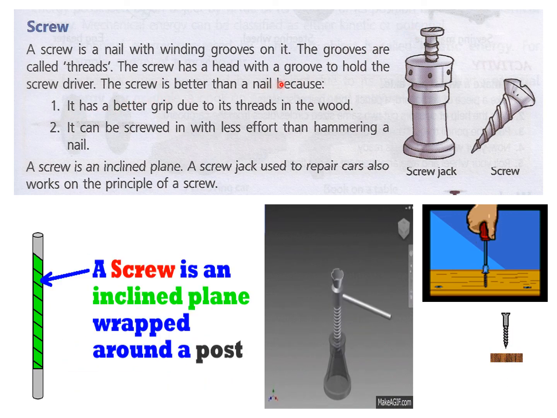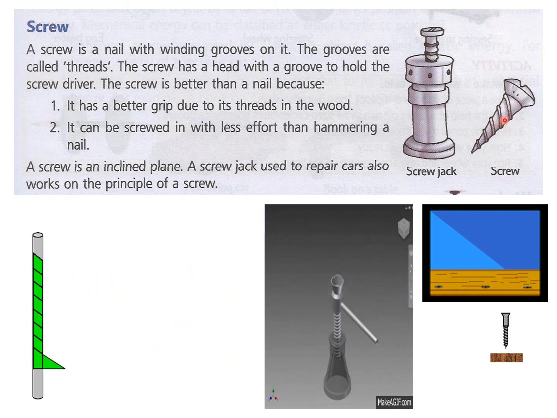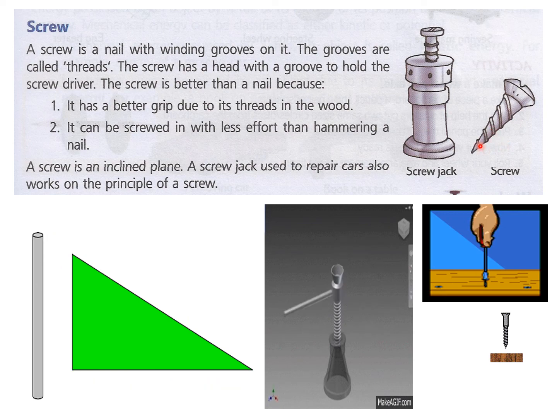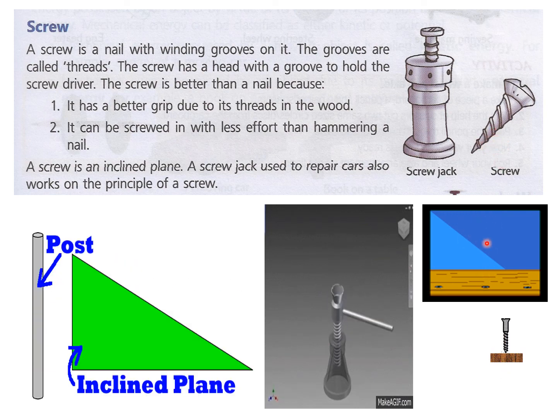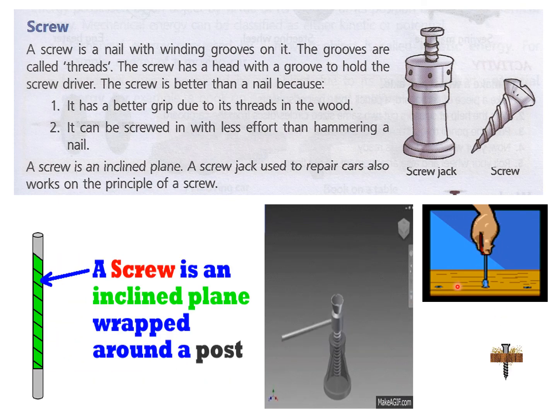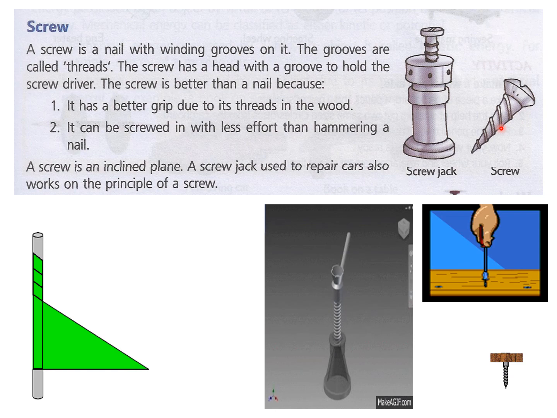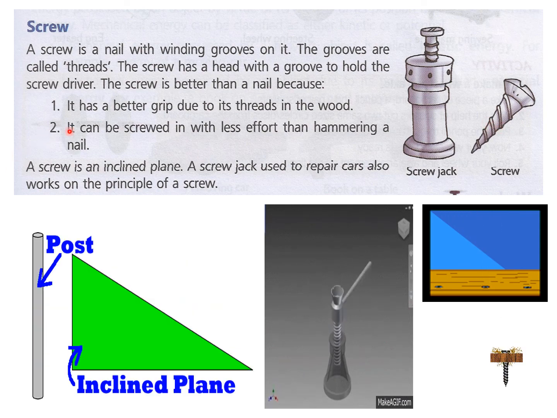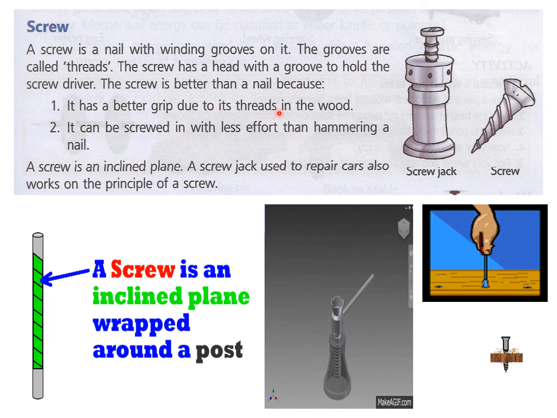Then the screw is better than a nail, because, why is this screw better than a nail? You know, कील. कील में ये grooves नहीं होते हैं, so वो जल्दी से ढीला हो जाता है. जिसको भी चीज में आप ठोकेंगे कील को, that will become loose in no time. But these grooves fit inside the wood and they do not make it loose. So let us see, it has a better grip. Grip means pakad, due to its threads in the wood. Then it can be screwed in with less effort than hammering a nail.